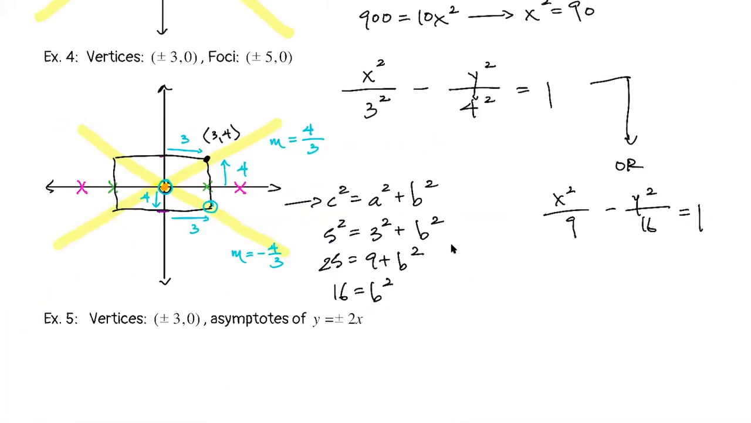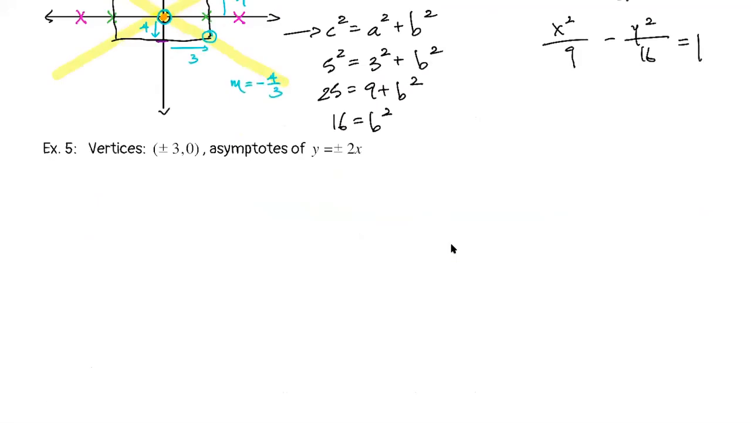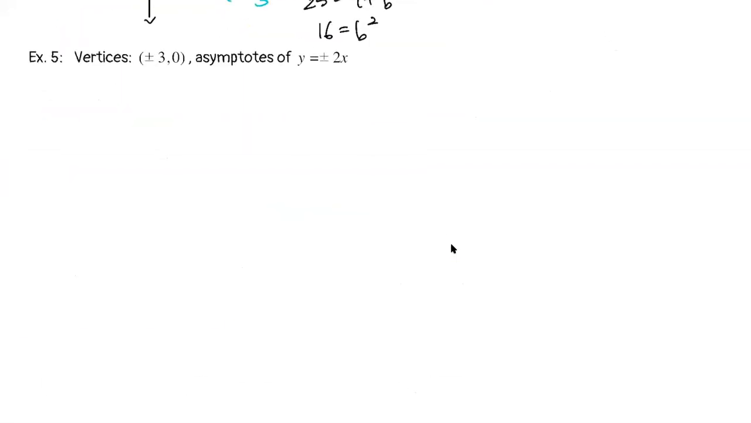So we've got one last example here. We've got vertices and we've got the asymptotes. And so let's go ahead and try and sketch that out and see where we get. Oh, we did do applications. Whoops. Okay. All right. So example 5. Let's draw the picture. Let's see what we get.